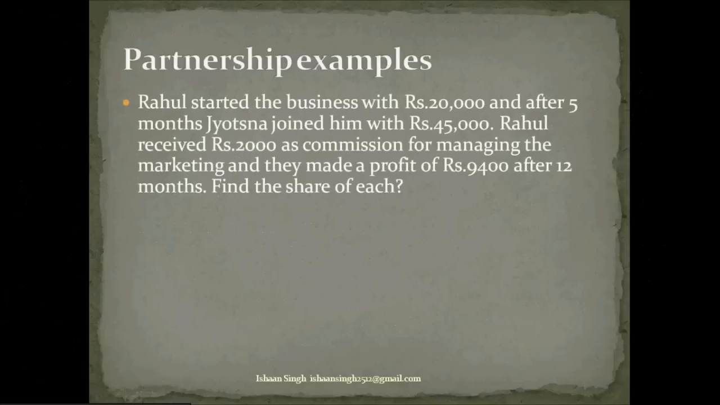Fine. So let us look at another example, and this example says Rahul started the business with rupees 20,000, and after 5 months Jyotsna joined him with 45,000. Rahul received 2,000 rupees as commission for managing the marketing, and they made a profit of 9,400 after 12 months. Find the share of each.